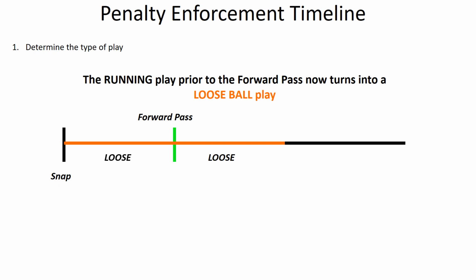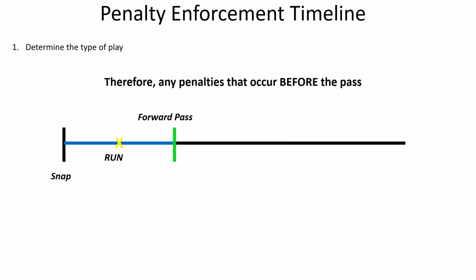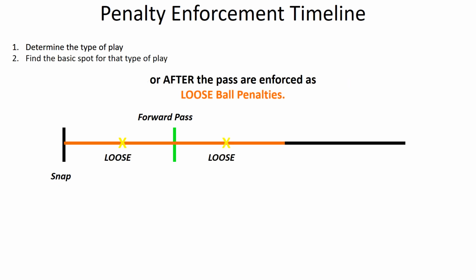Earlier, we went through the definition of a loose ball play, being a forward pass, a punt, or number 3 had a number of different things, but then our point 4 said that any run that precedes any of those things also is part of a loose ball play. So because we have a forward pass, the run before it turns into a loose ball segment. Practically, any penalties that occur before the pass or after the pass are enforced as loose ball penalties.